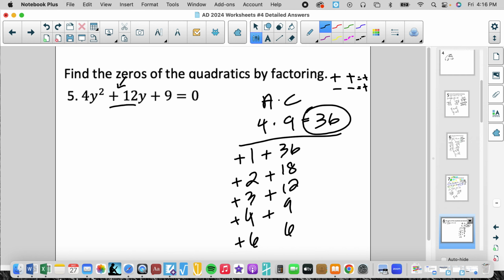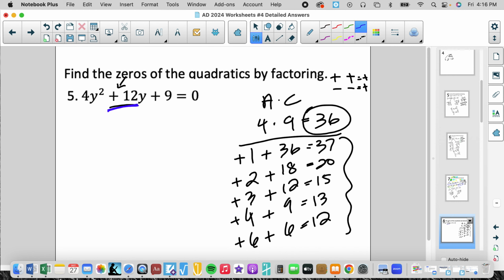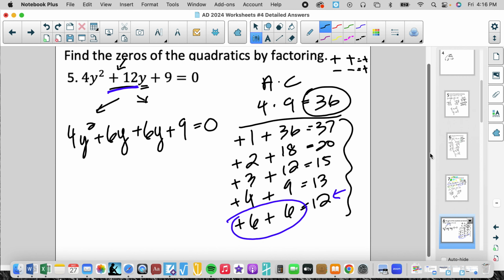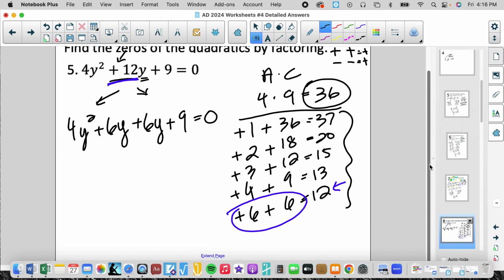So when I add them, I get 37, 20, 15, 13, and 12. Which one of these is equal to my middle value, 12, right here? So I'm going to take these two values and split that 12y up, and we get 4y squared plus 6y plus 6y plus 9 equals 0. How did I know it was y? Because remember, we're adding those two outside and insides to get that middle term.